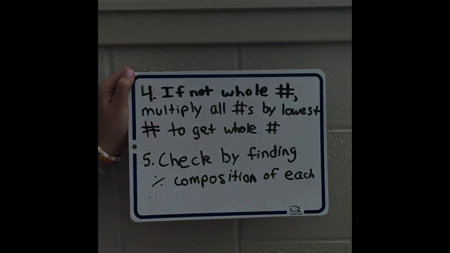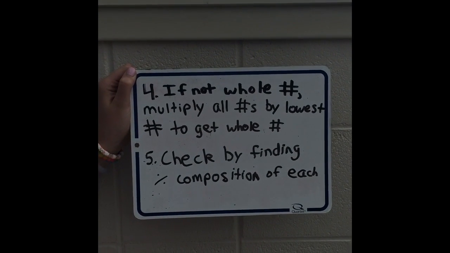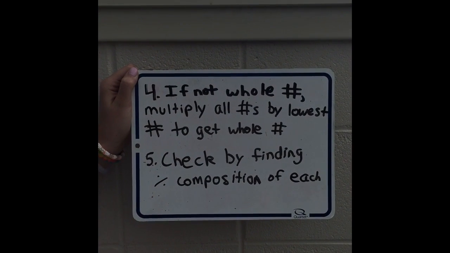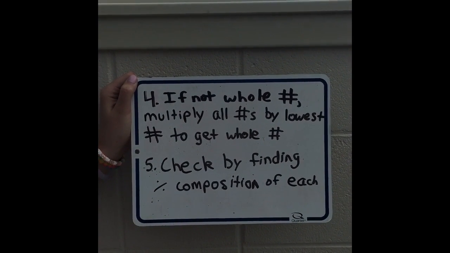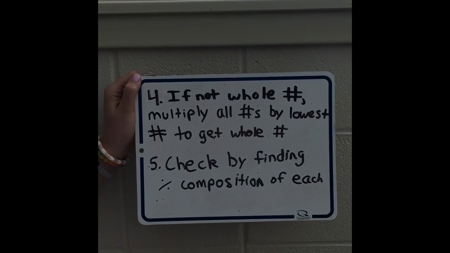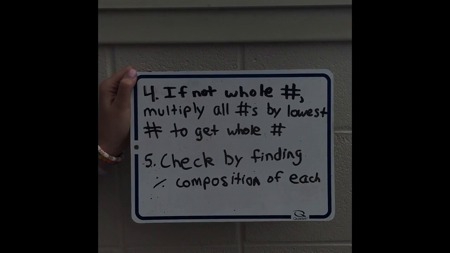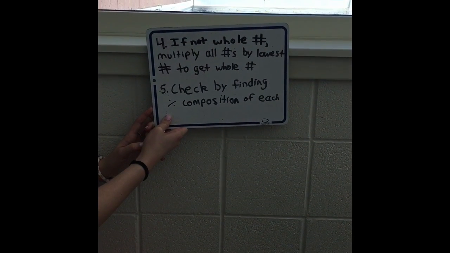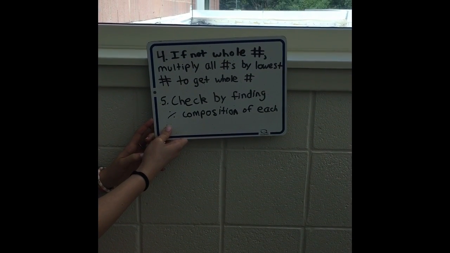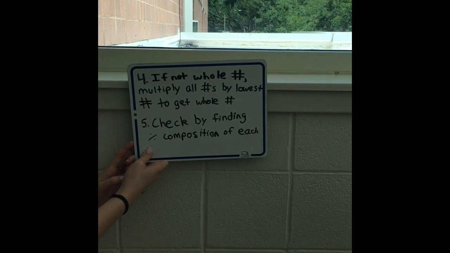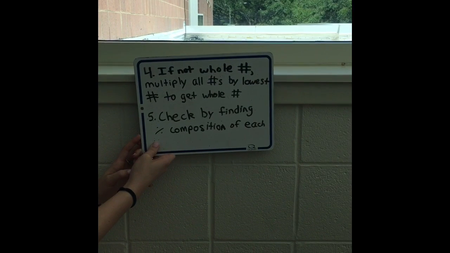Step 4 is for if it isn't a whole number. To create the whole number, multiply every number by the smallest whole number possible to get a whole number. Step 5 is to double check your work. You can find the percent composition of one of the elements from the empirical formula that you found, and it should match up with the percent given in the problem.